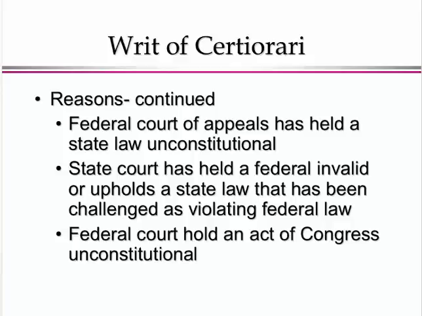Again, continuing, if a federal court of appeals has held a state law unconstitutional, the state can appeal, and generally the Supreme Court will take it. If a state court has held a federal law invalid or upholds a state law which has been challenged as violating federal laws, they may issue certiorari, or if a federal court holds an act of Congress unconstitutional.